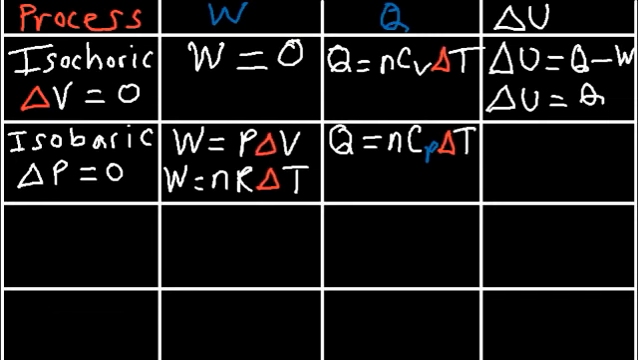Now, delta U, you can always use this equation. It's the heat minus the amount of work. Now, another equation that you can use to calculate delta U for any process is this equation. It's nCv delta T. Keep in mind, delta U is equal to Q for an isochoric process, but delta U is always equal to nCv times delta T.